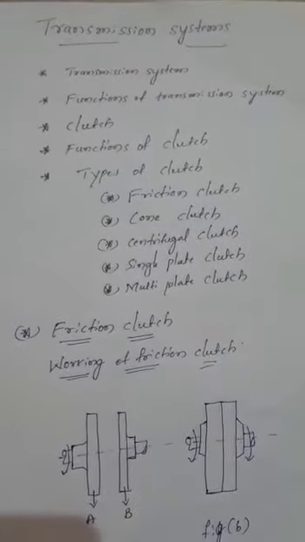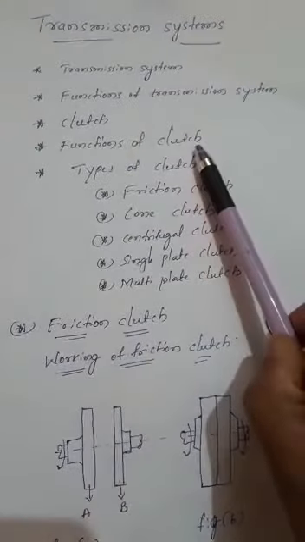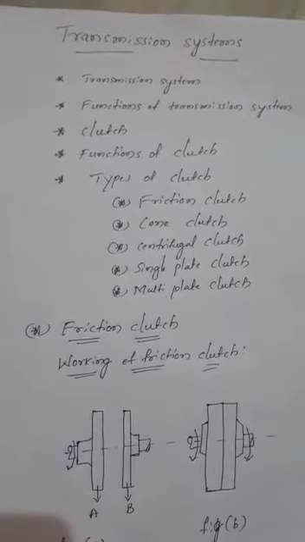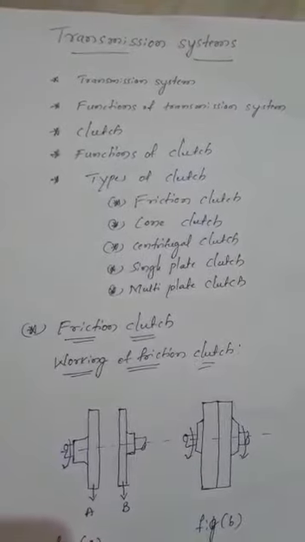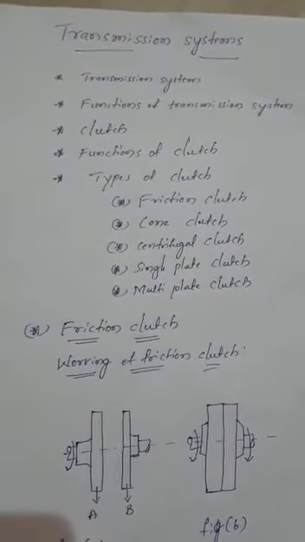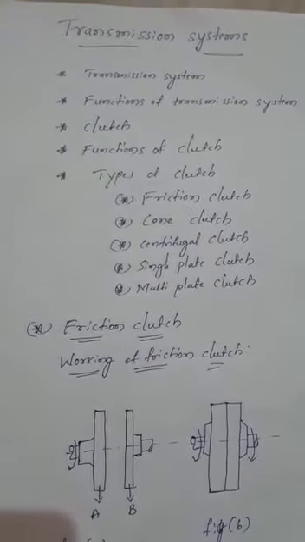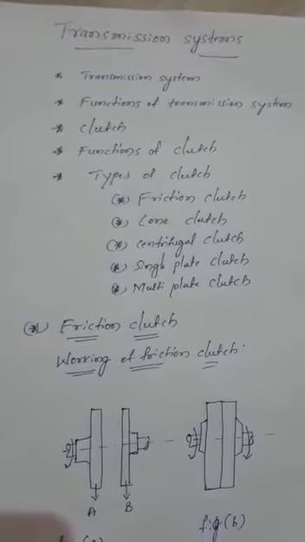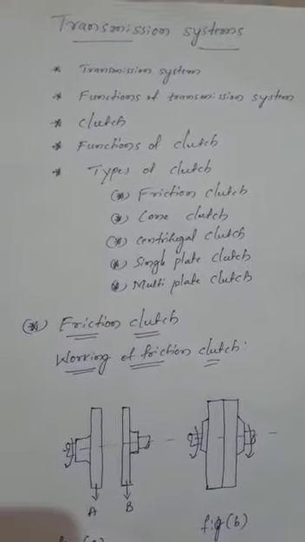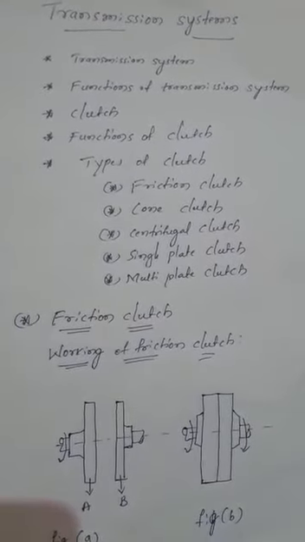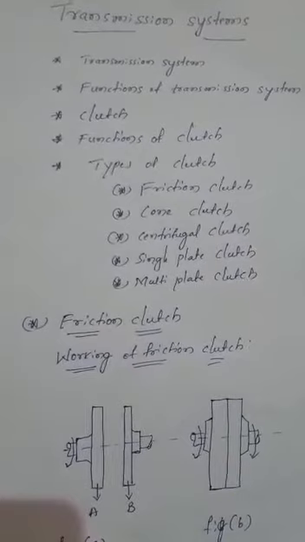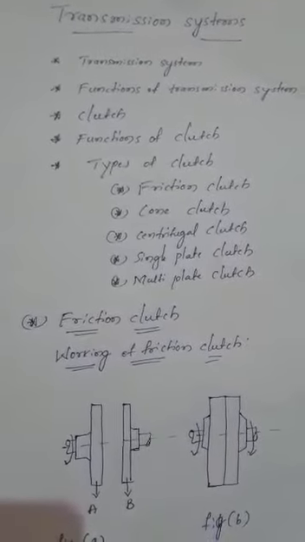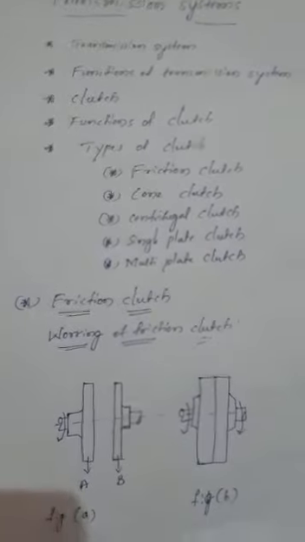There are two main important functions of clutch. The first one is, when the clutch is engaged, the power flows from the engine to the rear wheel through the transmission system and the vehicle will move. And the second one, when the clutch is disengaged, the power is not transmitted to the rear wheel and the vehicle will stop, but the engine is still running.